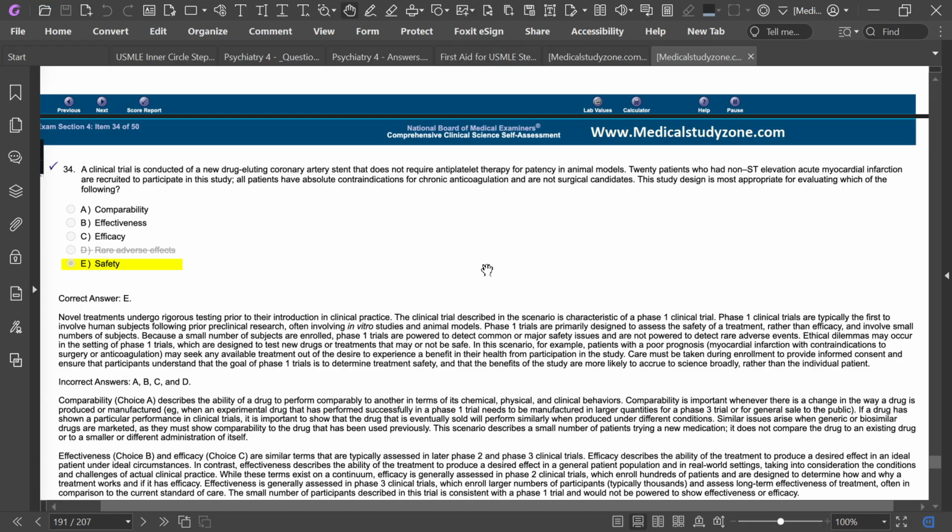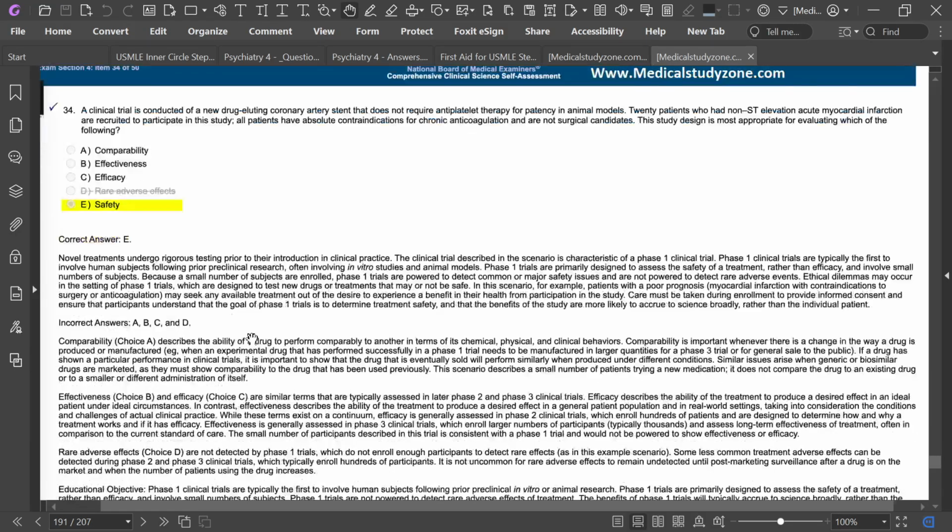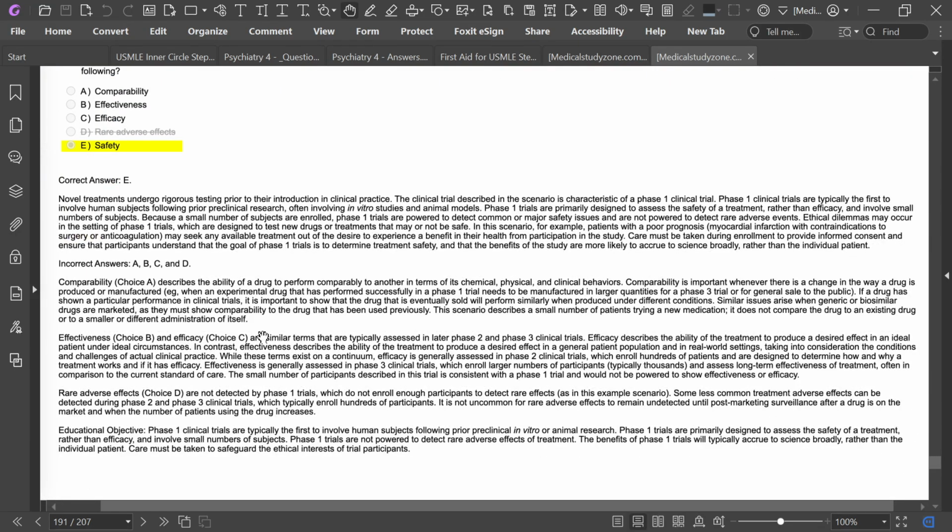Okay. Can you read B and C? Yes. Effectiveness and efficacy are similar terms that are typically assessed in later phase 2 or 3 clinical trials. Effectiveness and efficacy. Effectiveness 3, efficacy 2.